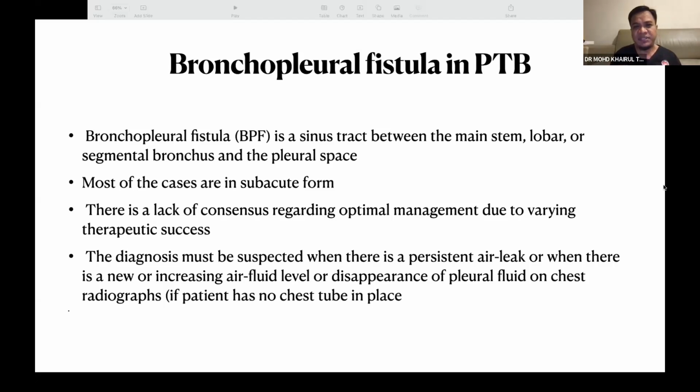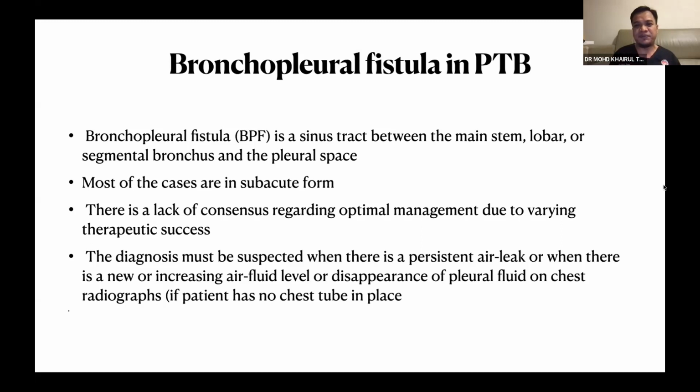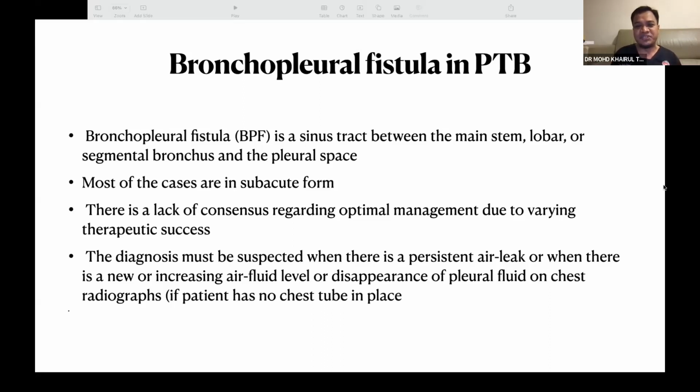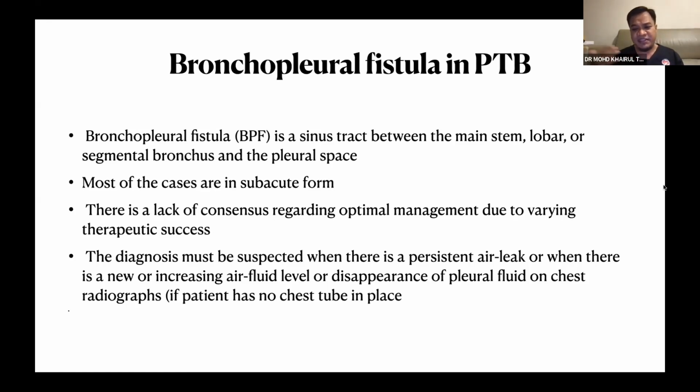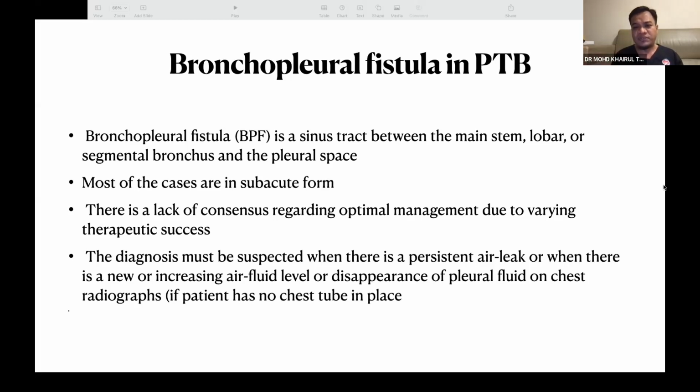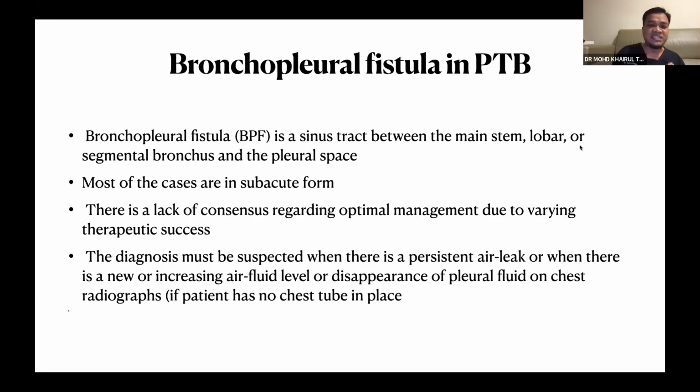So there is not much evidence on intervention for bronchopleural fistula specifically for infective cause or specifically for TB itself. So that's why there is a lack of consensus regarding the optimal management, because whatever treatment they try to offer, there is a small number of patient cases, so the result is actually mixed. You always need to suspect bronchopleural fistula when there is a persistent air leak. So whenever a patient develops PTB and pneumothorax, and subsequently the patient is unable to come off the chest tube because the leak is persistent, I mean the continuous bubbling, or whenever you take off the chest tube and there is a new increasing air fluid level or disappearance of pleural fluid from the chest radiograph.